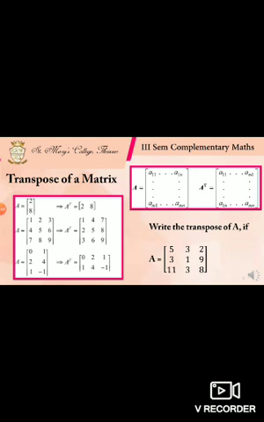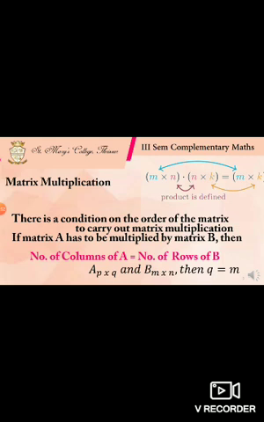When we are reading a matrix, we read row wise. First we will read the first row, then the second row, then the third row, like that. Now we will come to another basic, that is matrix multiplication. So how can we multiply two matrices?